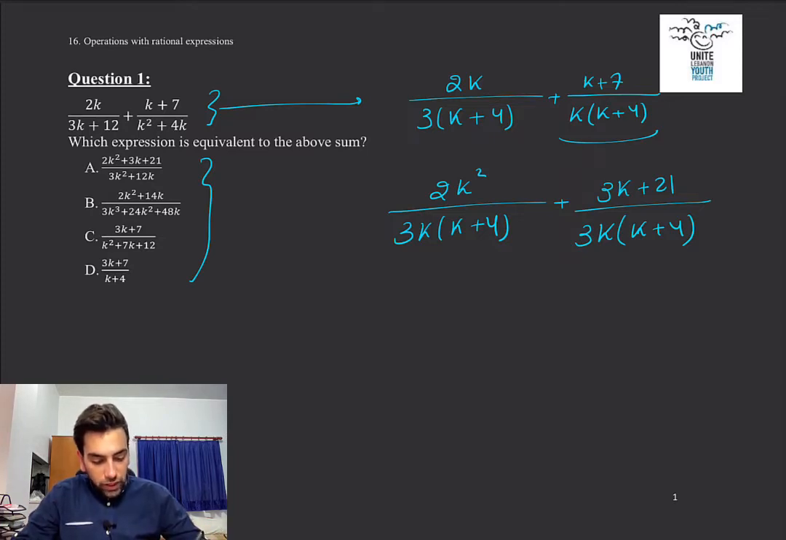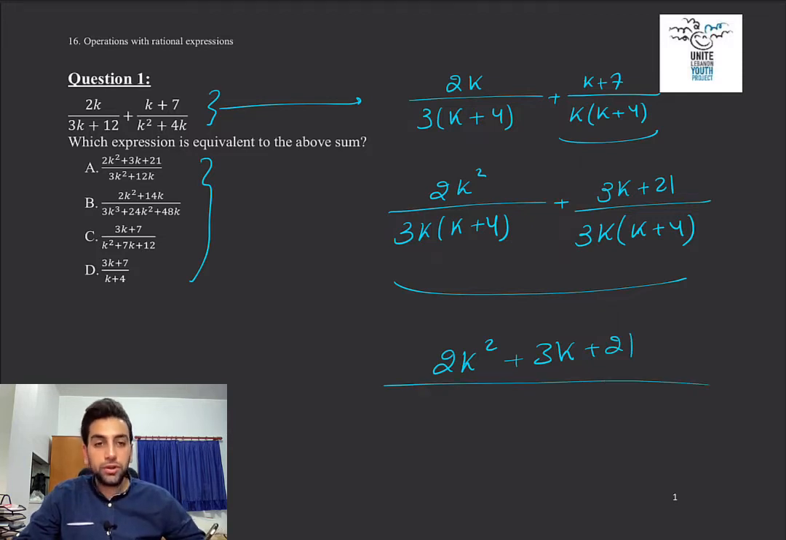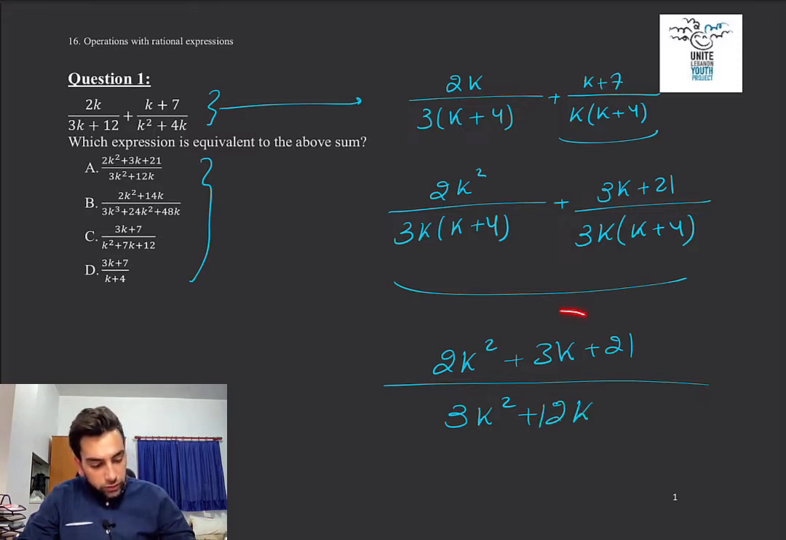So after adding those two, we'll get 2k squared plus 3k plus 21 in the numerator, and for the denominator I will distribute again all of the factors such that we will get 3k squared plus 12k, and this expression obviously looks like choice A. Thus our answer is part A.